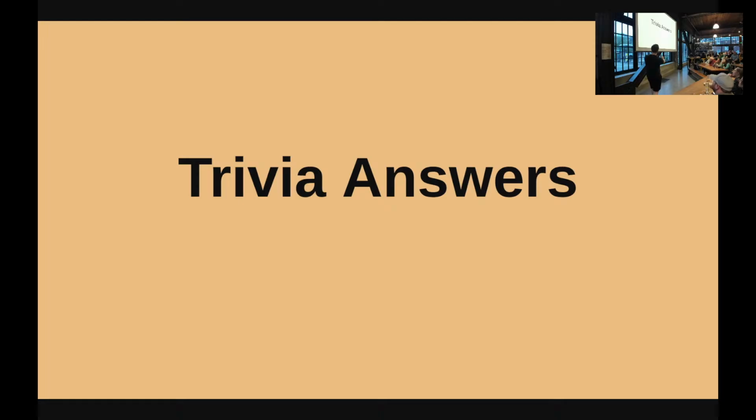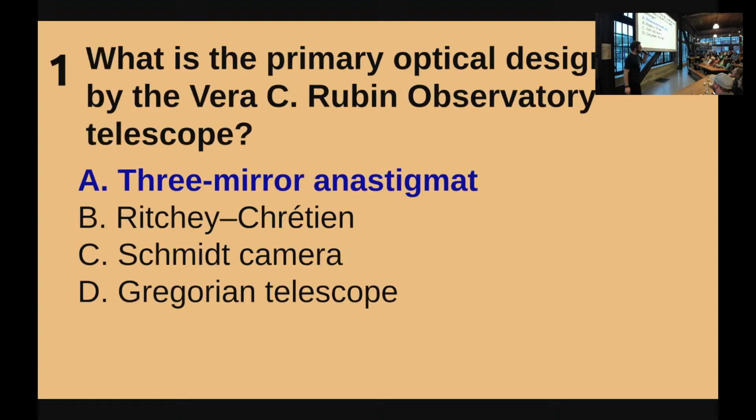Question 1 asks, what was the primary optical design used by the Rubin Observatory telescope? This is a 3-mirror anastigmat. This is what Hurum was talking about, where you have the tertiary mirror up top, and then you have 2 mirrors that are both connected, but at different angles. So it's 3 mirrors, but 2 of them are connected.